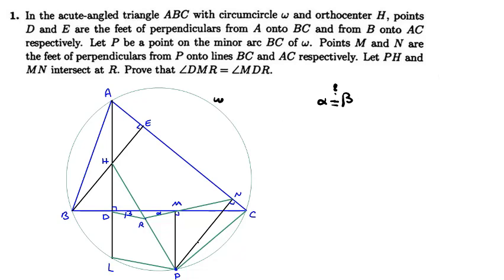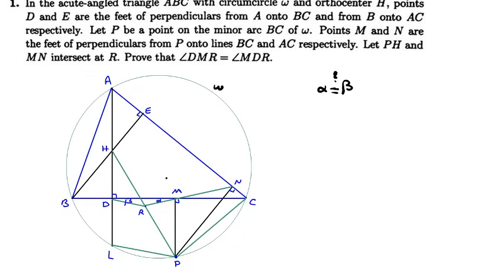Okay, so let's work with the angles. It is alpha, so it is also alpha. Here it is 90, so we can say they see the same side, PC, so we can say MNCP is cyclic.